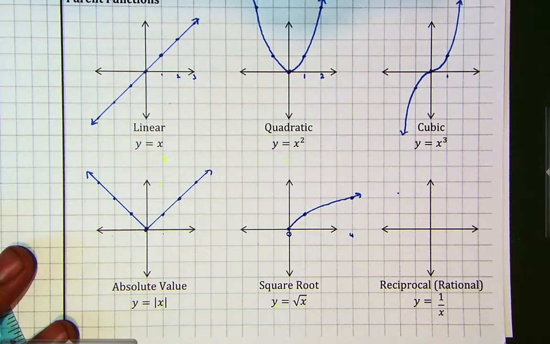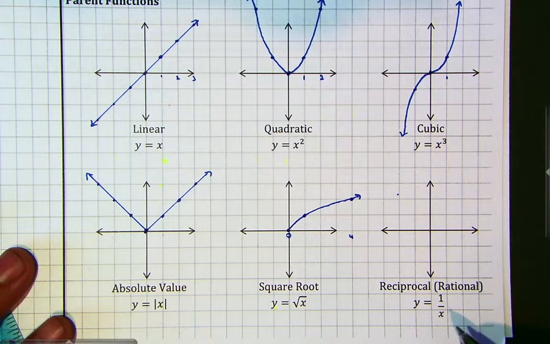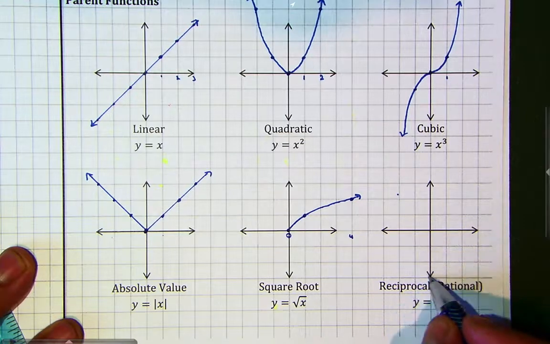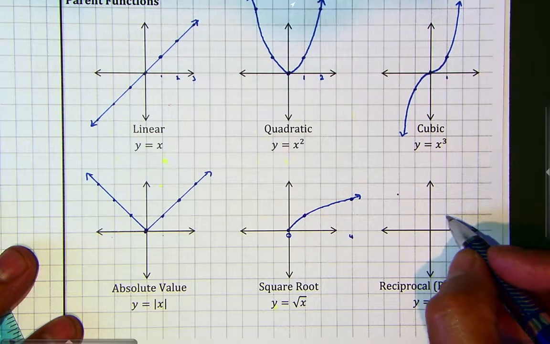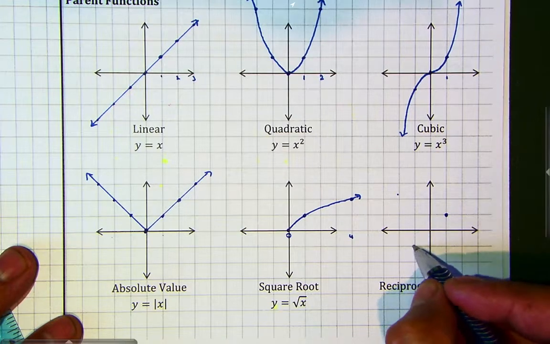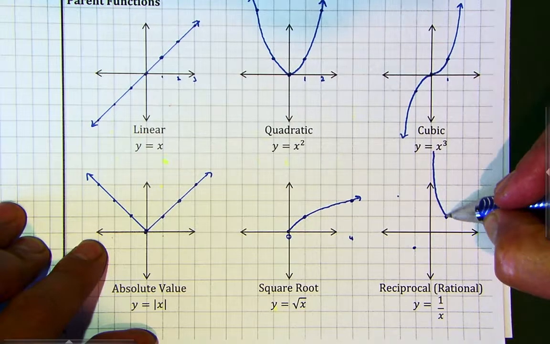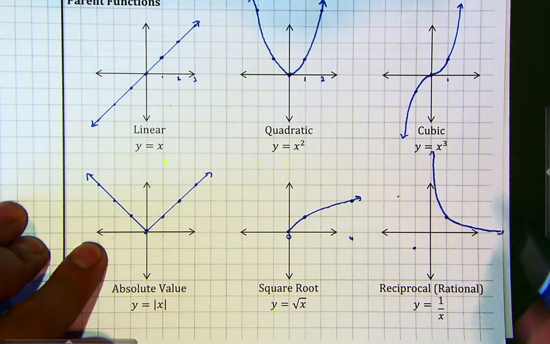And how about the reciprocal or the rational expression 1 over x? Correct. It looks something like this. It has two parts, one here and one here. Plug in a 0 will be undefined. Plug in a 1 gives you 1. And if you plug in a negative 1, it gives you negative 1. So therefore, your graph looks something like this, where we have a horizontal and a vertical asymptote on your x and y axis.